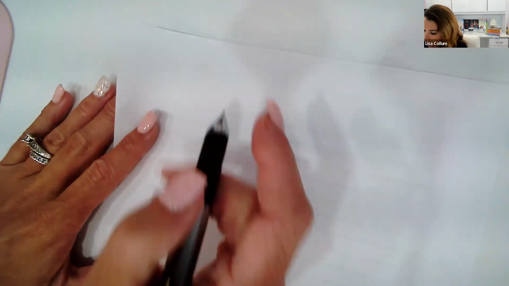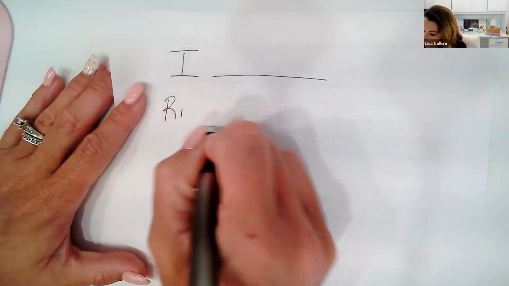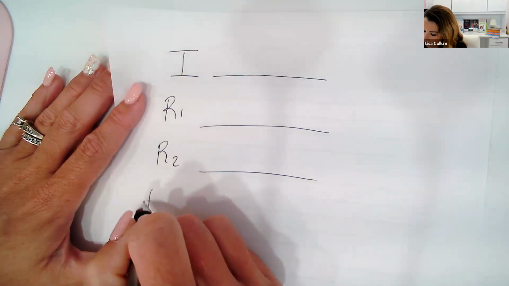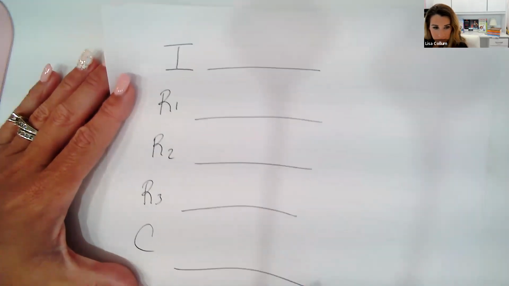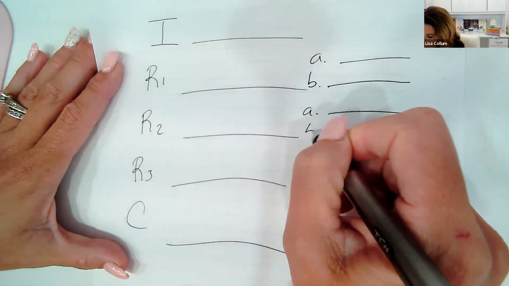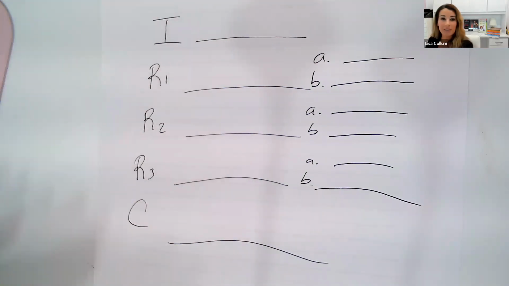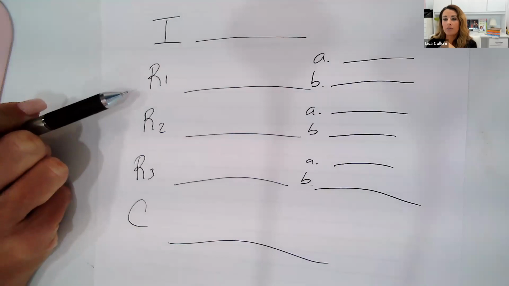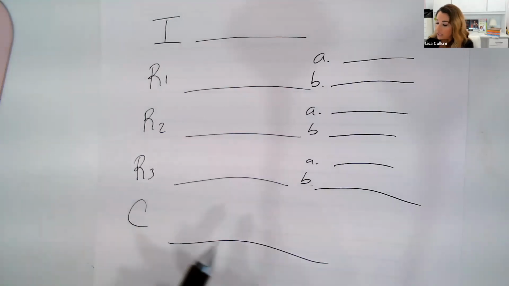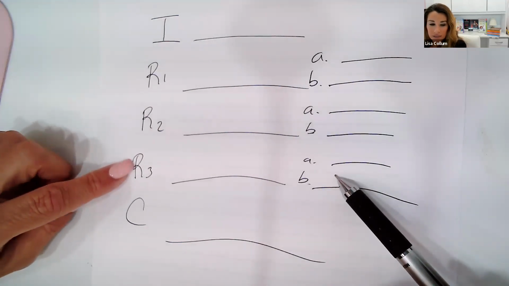So I know I'm writing about my favorite item. So I'm going to draw my IRC outline. Okay, we should know this really good by now. We know we have introduction, reason 1, reason 2, reason 3, conclusion, and then for each reason we put an A and a B. Those are our subtopics, which are just our details and examples.